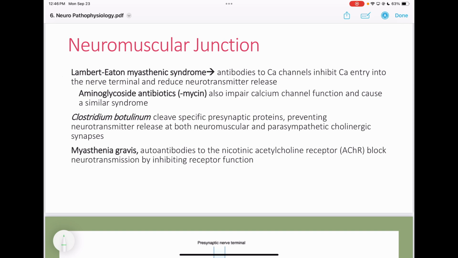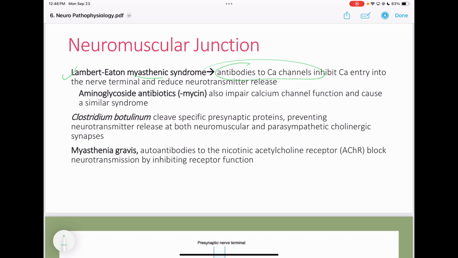First one, Lambert-Eaton myasthenic syndrome. Antibodies to the calcium channels. That's what Lambert-Eaton is. If I have antibody to the calcium channels, what is never going to be released, or released in smaller quantities? Your neurotransmitters. So therefore, if neurotransmitter movement is reduced, motor function is going to be reduced as well because you don't have enough neurotransmitter to do it.